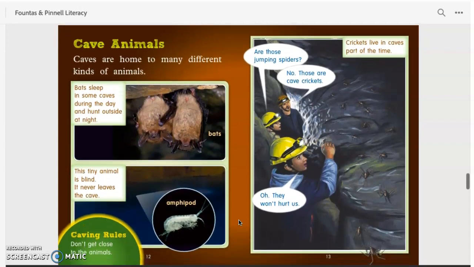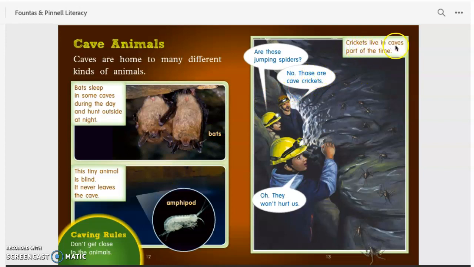All right. This is another heading, cave animals. Caves are home for many different kinds of animals. Bats sleep in some caves during the day and hunt outside at night. Another label, bats. This tiny animal is blind. It never leaves the cave. It's an amphipod. Caving rules right down here. Don't get close to the animals.